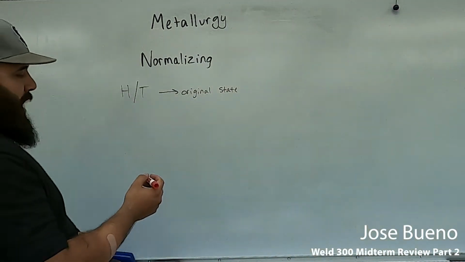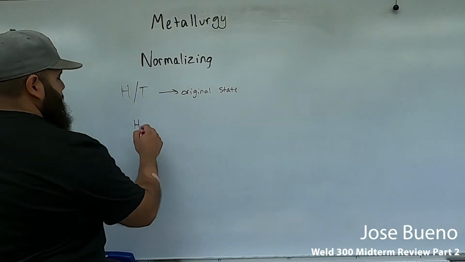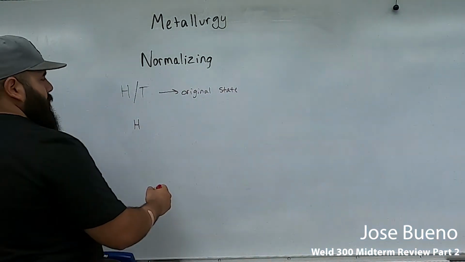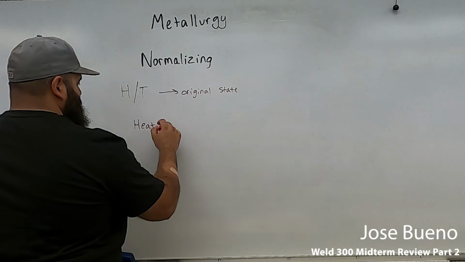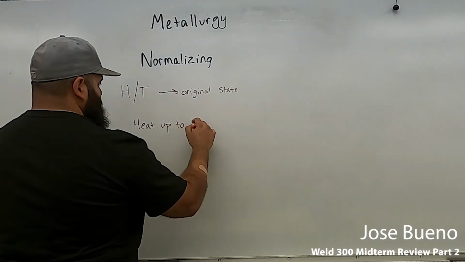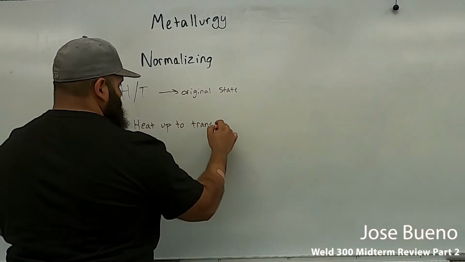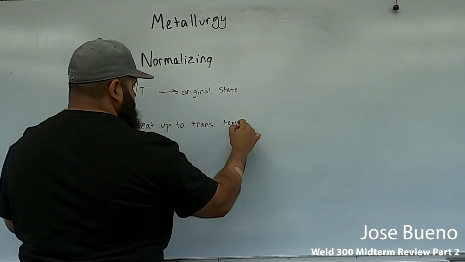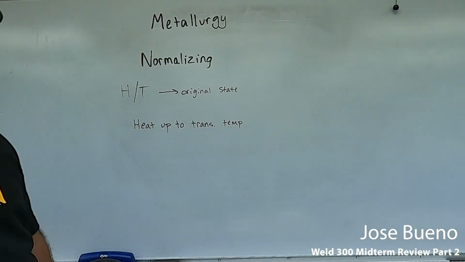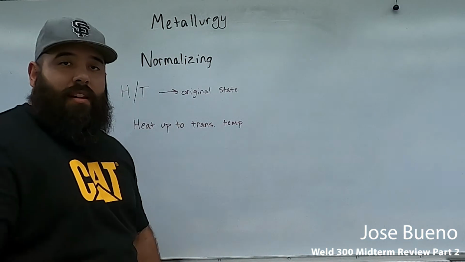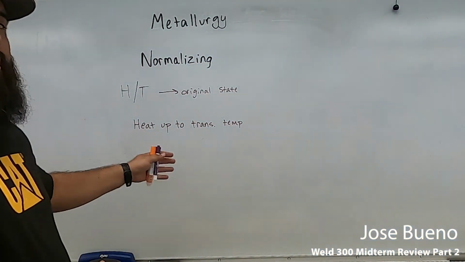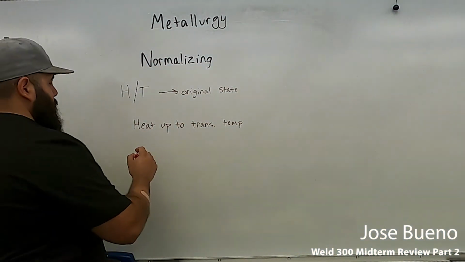So this happens by heating the steel up to the transformation temperature. Once you get it up to the transformation temperature, again, just like with tempering, you're going to allow it to cool off by itself.